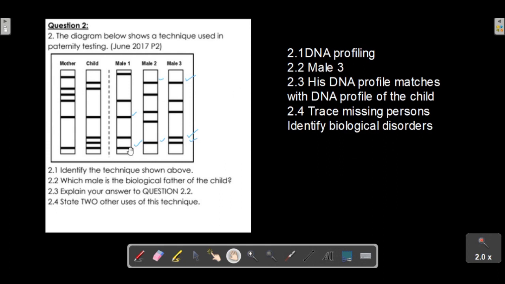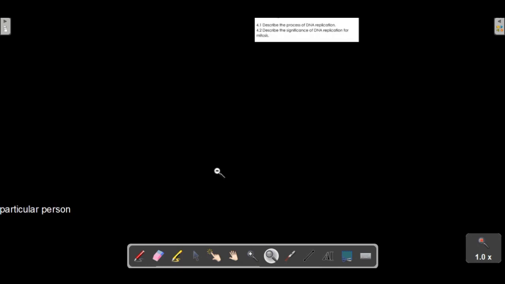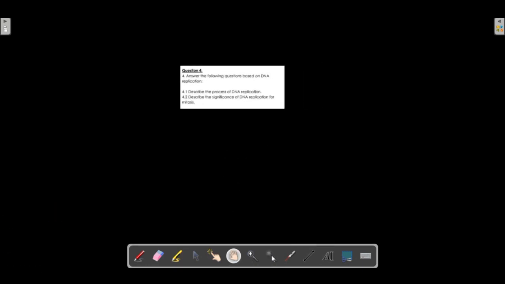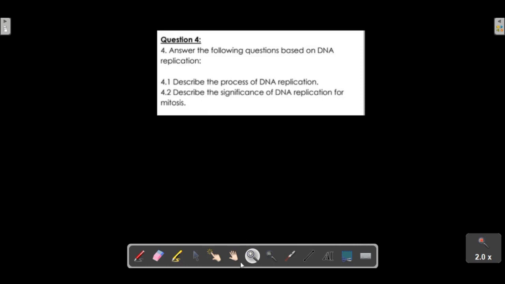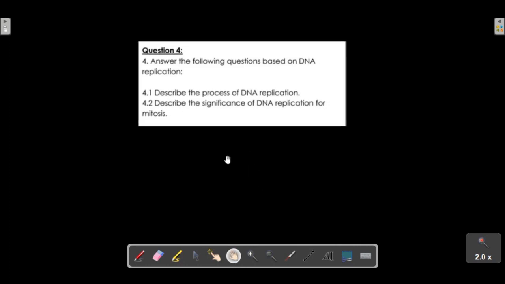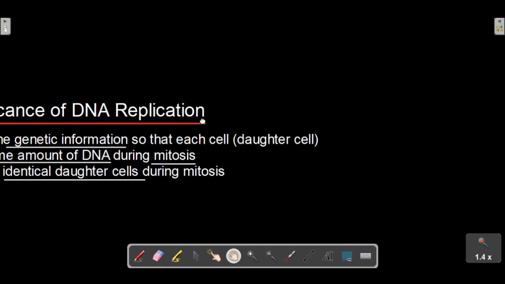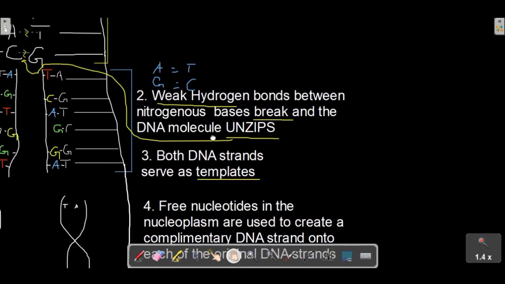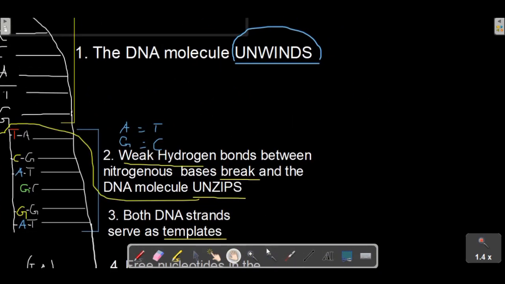Okay, so that's it, guys. Let's move on to the activity on DNA replication. Especially when you have to describe the process of DNA replication, it's worth quite a lot of marks. So that's why I'm saying, guys, that you have to ensure that you really follow all of these. This is what you're going to write down.